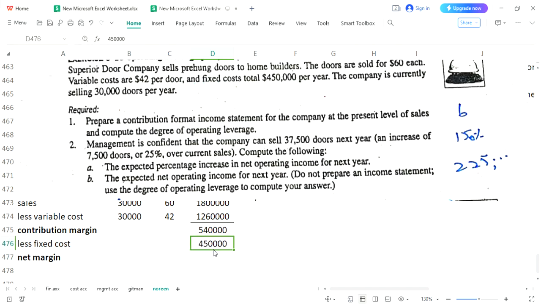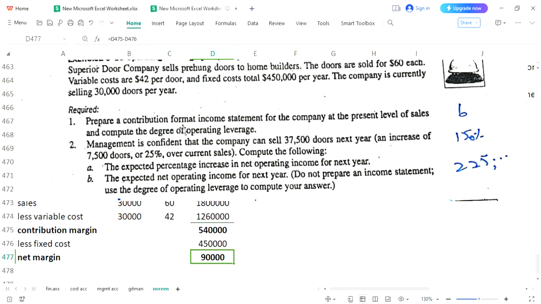Now it's time to calculate our net margin, and please make your mind how to calculate net margin by subtracting fixed cost from the contribution margin. So we have contribution margin 5,40,000, subtract fixed cost, which is 4,50,000. So we have got our net margin. This is our contribution margin 5,40,000 and net margin 90,000.